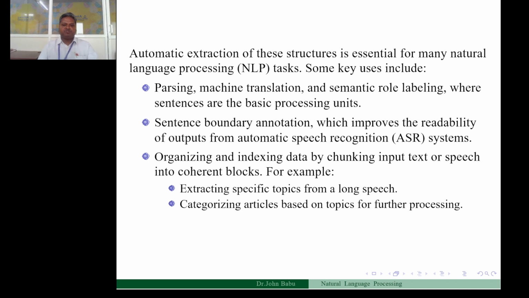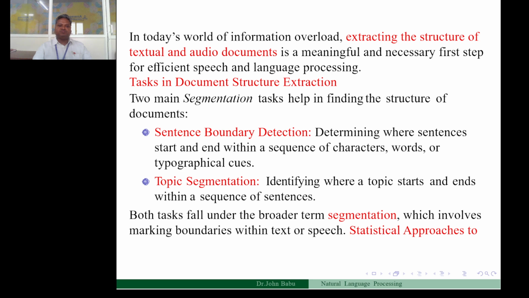Previously, we have seen the applications of NLP where the applications are parsing, machine translation, text summarization, text segmentation, semantic role labeling. So these are certain applications. And sentence boundary annotation, where we find the boundary even in automatic speech recognition system, organizing and indexing data by changing the given text into a particular topic or a particular block. So these are the applications. For these applications, we need to analyze the structure of documents.